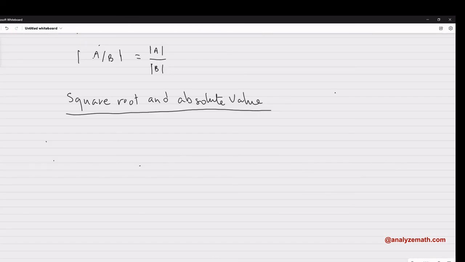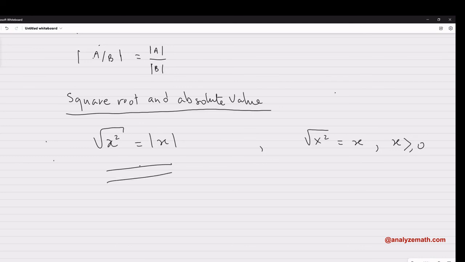One last item is the relationship between the square root and the absolute value. Square root of x squared is equal to the absolute value of x. Many students say that square root of x squared is equal to x. This is true only when x is bigger than or equal to 0. But in general, the absolute value always holds whether x is positive or negative. Same thing for a whole expression. So if you have 2x plus 1 to the power 2 under the square root, that gives you the absolute value of 2x plus 1.